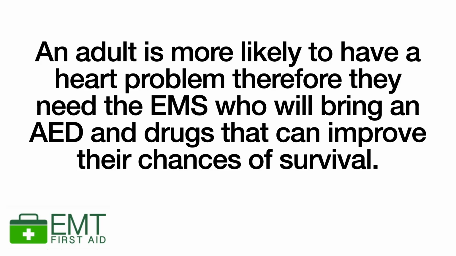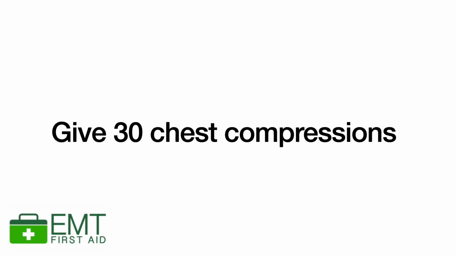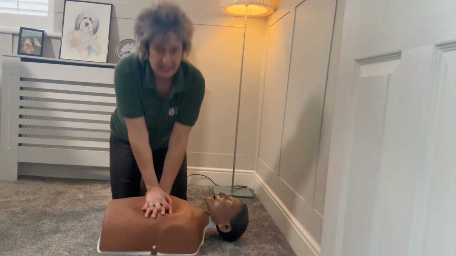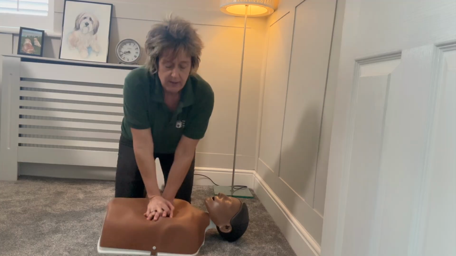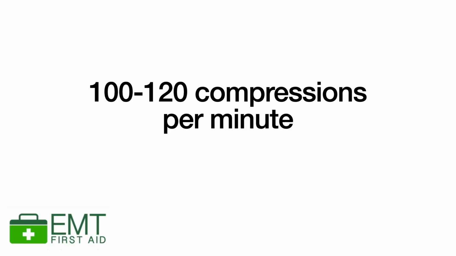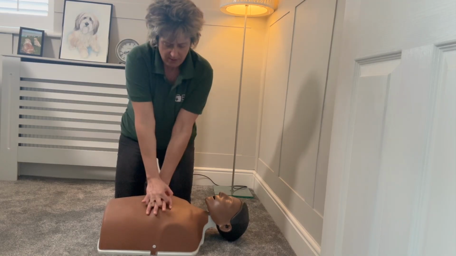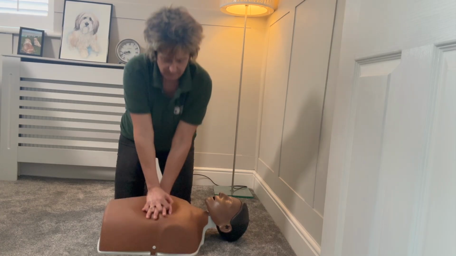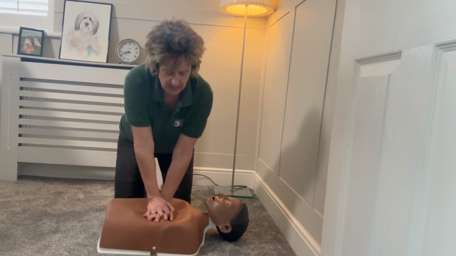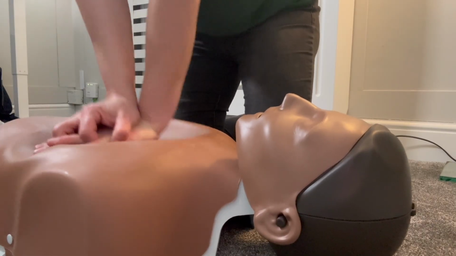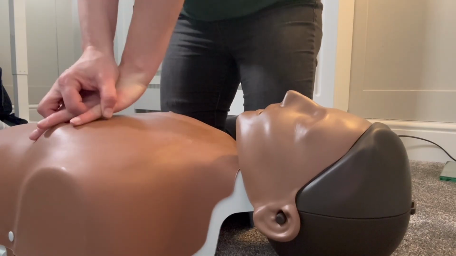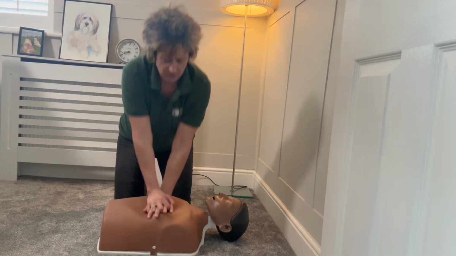their survival. Then we're going to give 30 chest compressions, and we're going to push down 5 to 6 centimeters in depth at the speed of 100 to 120 beats per minute. So as we push down with each compression, we must release all the pressure that we've placed on that chest without losing contact between your hands and the chest, as you can see I'm doing in this video here.